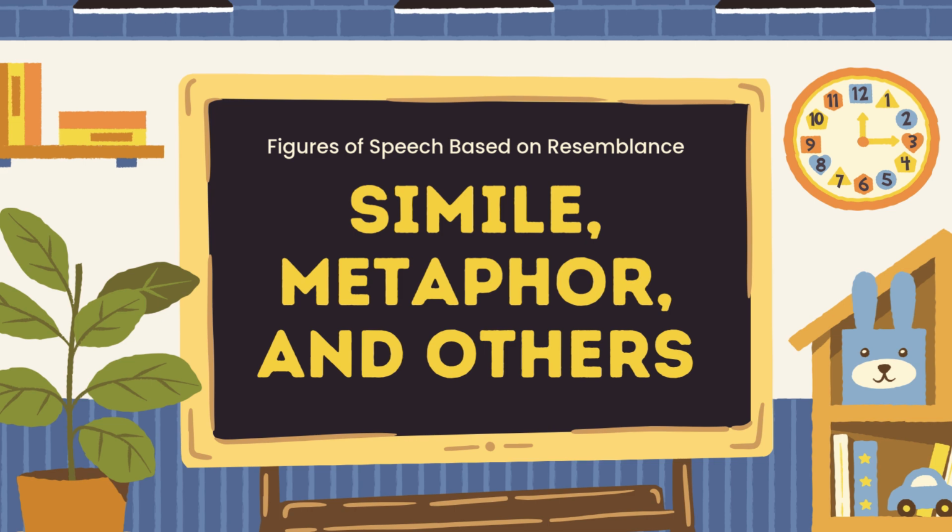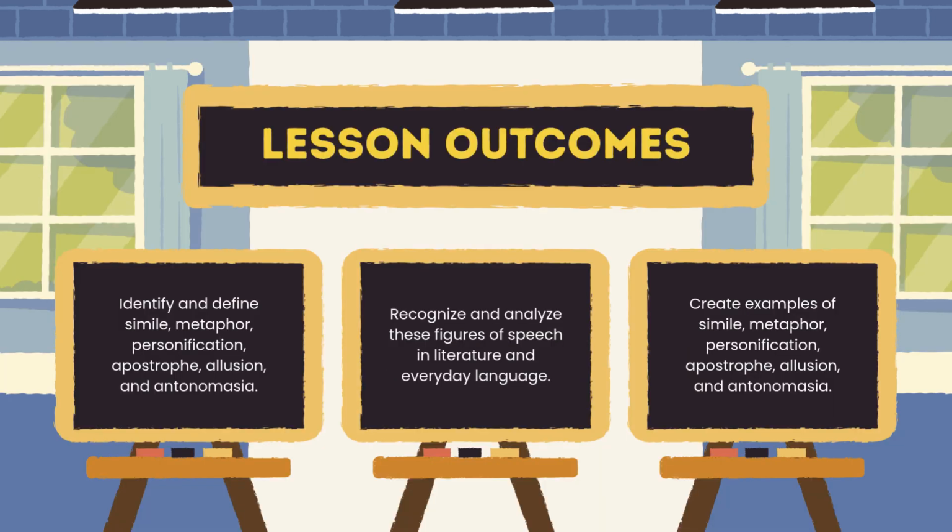Figures of speech based on resemblance. Simile, metaphor, and others. Lesson outcomes. Identify and define simile, metaphor, personification, apostrophe, allusion, and antonomasia. Recognize and analyze these figures of speech in literature and everyday language. Create examples of simile, metaphor, personification, apostrophe, allusion, and antonomasia.